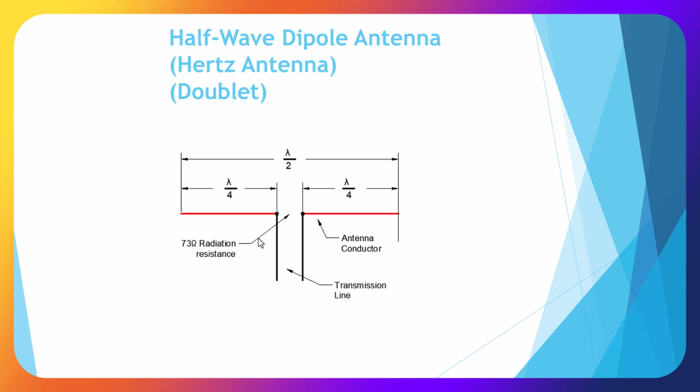So here we see the incoming transmission line, which is the line that feeds from the amplifier. Here's a conductor in two pieces. It is a 1/2 wavelength. Each half is a 1/4 wavelength, and the basic resistance, or impedance, is 73 ohms.